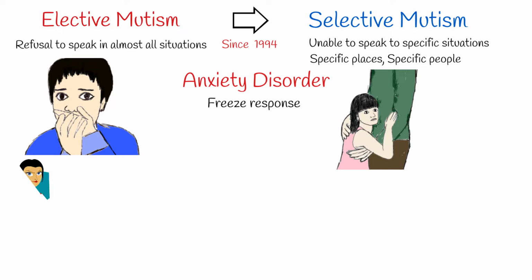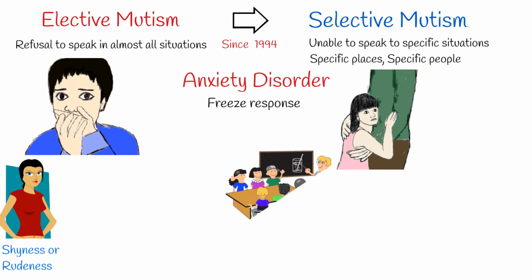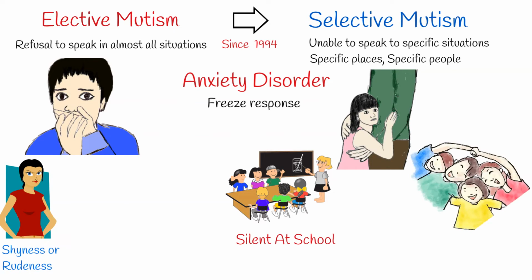People with selective mutism stay silent even if the consequences of their silence are unfavorable for them. The behavior may be perceived as shyness or rudeness by others. An example of selective mutism is a kid who stays completely silent at school for years, but speaks at home. Another example, a kid speaks only to peers, but not to adults.